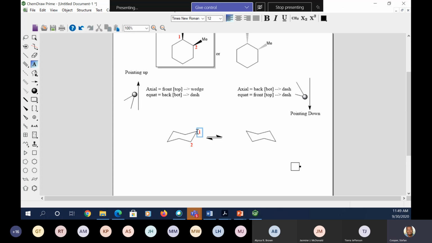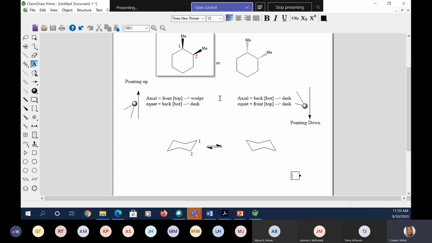So if I look at carbon 1, I think everybody saw that one because it looks just like this one. It's pointing up. And up top, we said that we're going to put this on a wedge. So I have to put my methyl group on in what line? An axial line or equatorial line? An axial line, right? That's going to look just like that, right? And if I look at carbon 2 here, it's also on a wedge, which indicates the front or the top. And carbon 2 is pointing down, however.